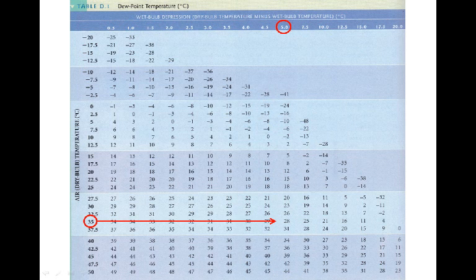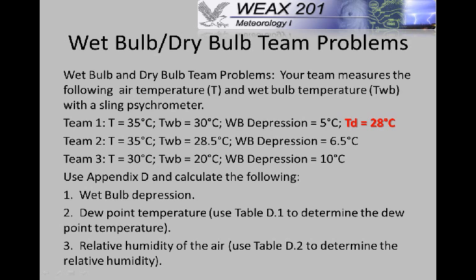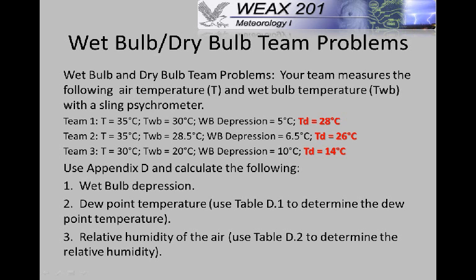Like we've used in other charts, we draw a line over from the left of the air temperature and down from the wet bulb depression, and we see that the dew point temperature is computed at 28 degrees Celsius. You'll do the same process for Team 2 and Team 3. When you do this, you should come up with a Team 2 dew point of 26 degrees Celsius and Team 3 dew point of 14 degrees Celsius.